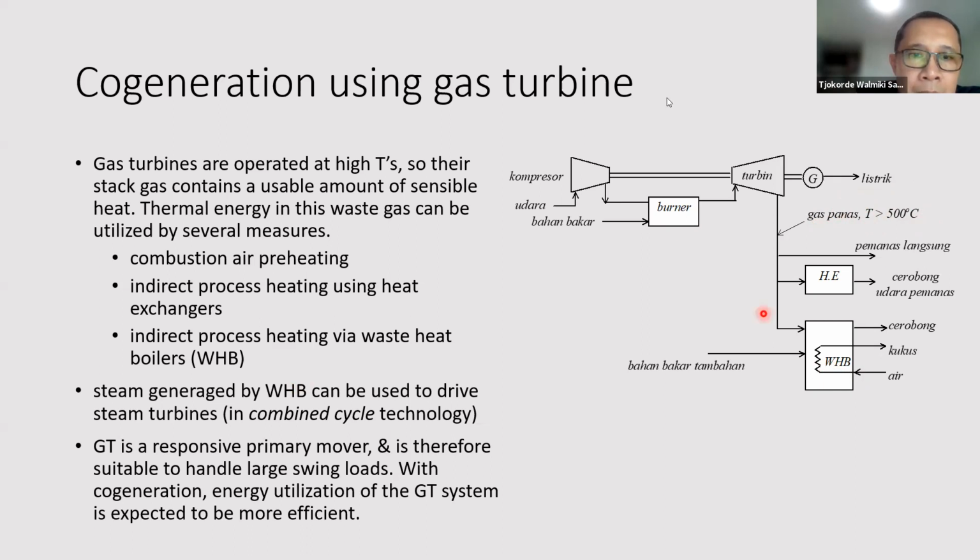If the waste heat boiler can generate steam at sufficiently high pressure, we can use the steam to drive steam turbines. Now that becomes not cogeneration, but combined cycle, because we can produce electricity from the GT and also from the steam turbine. By definition, it's not cogeneration, but combined cycle. But if you use the steam for any other purposes aside from power generation, then it is cogeneration.